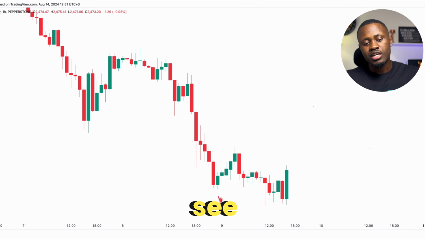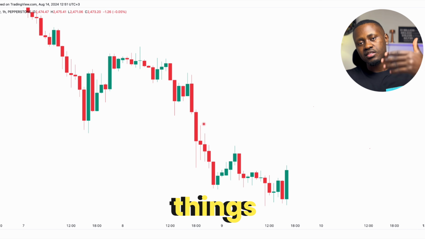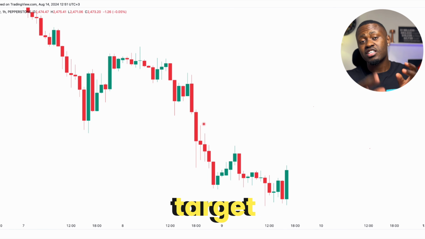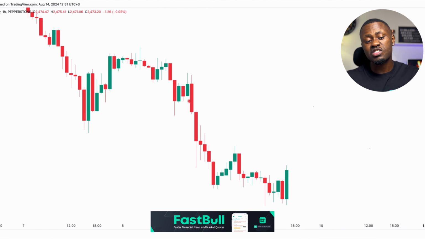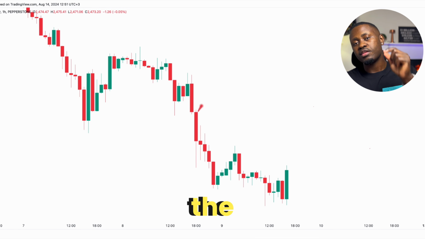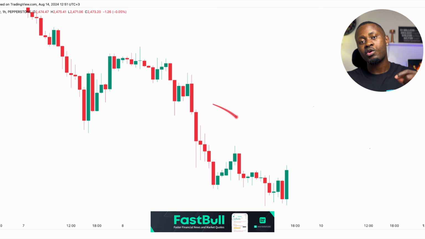And then to make things more sweet, remember, we always want to target two birds with one stone. We want to see a fair value gap, because remember, the fair value gap is what we want to aim for when price is coming back to our supply zone. So we have this right here, as you can see. We have this fair value gap and this one in here.